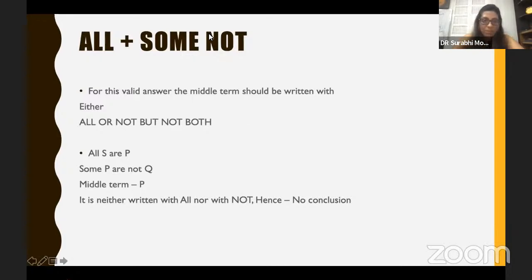So let's see. If I'm writing all S are P, some P are not Q. Middle term is P. Right? Neither is it written with all, nor is it written with not. Hence, it's not distributed. So there will not be any conclusion. For a valid conclusion, either the middle term should be written with all, or it should be written with not, but not with both. In this case, P is neither written with all nor with not, hence there is no conclusion.